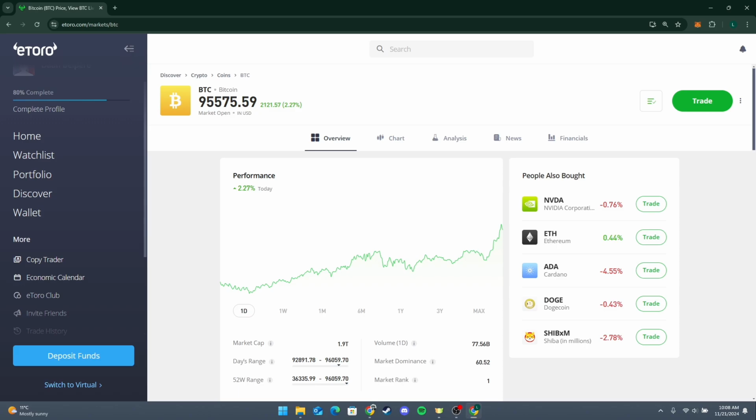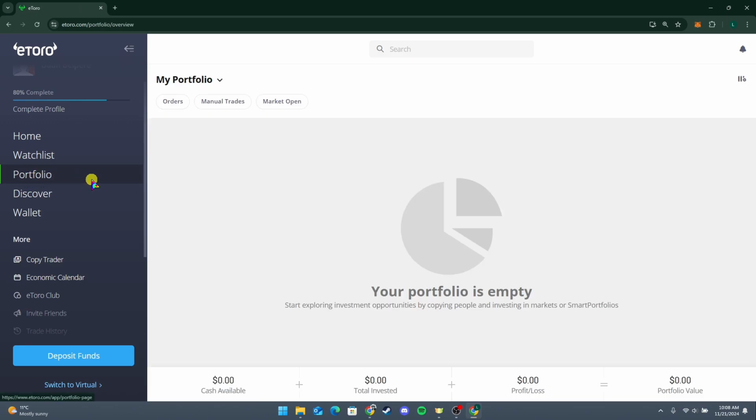You can track open trades by visiting the portfolio section. If the asset hits the take profit level, the trade will close automatically. So that is how you can set a take profit order in eToro.